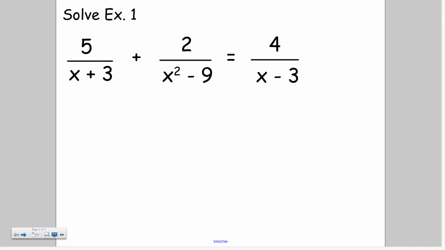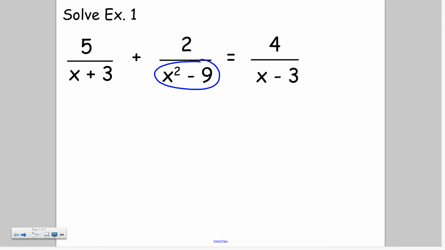But in these next few problems, we're going to notice that one of your denominators needs to be factored in order to get those common denominators. It's something you're just going to have to be able to recognize. If you look at the first denominator, you have x plus 3. If you look at the second denominator, x squared minus 9, and your third denominator is x minus 3.